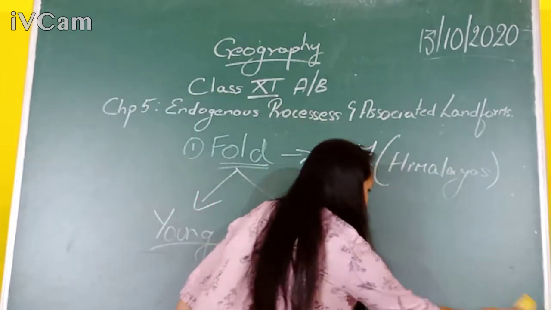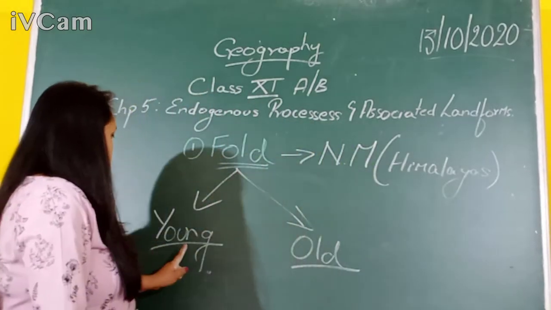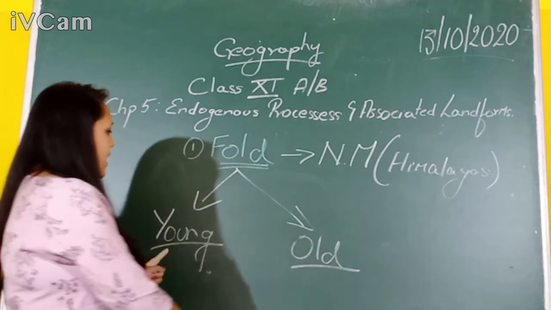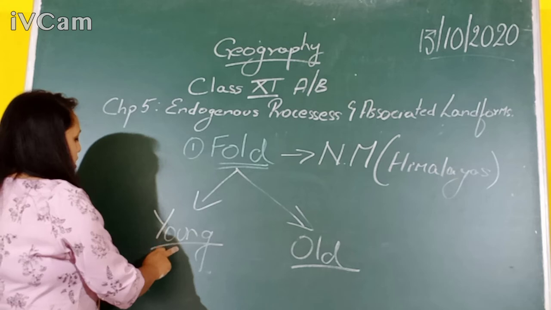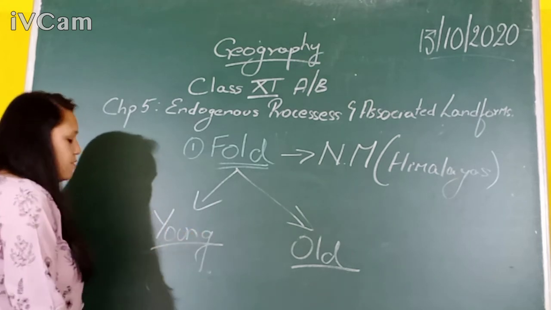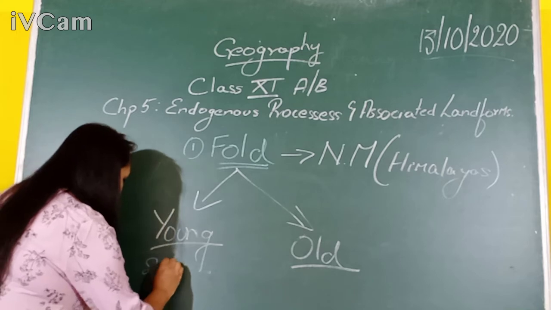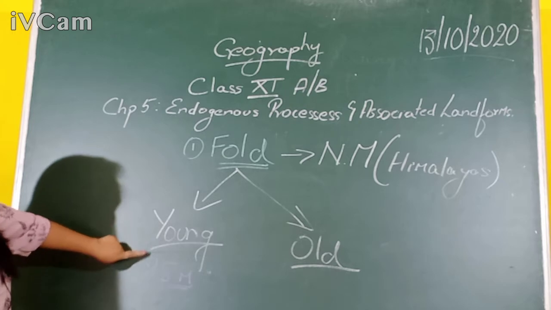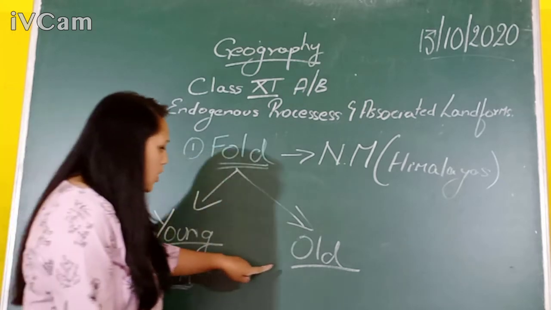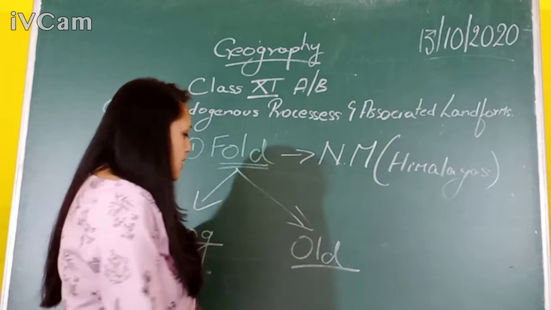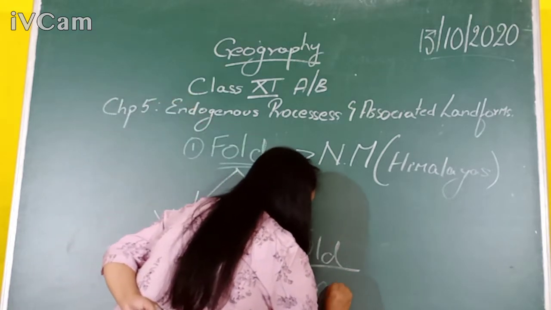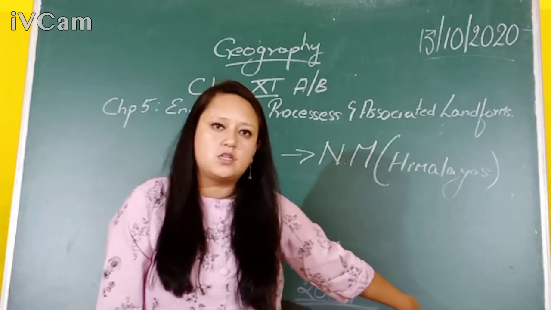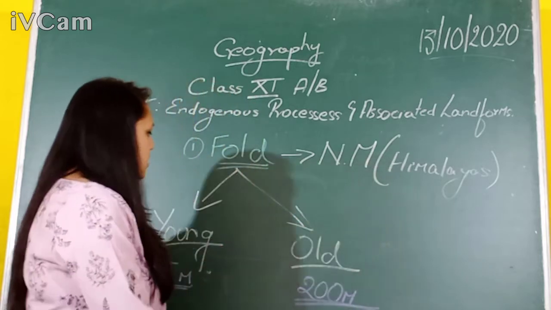Only two divisions. Now what is the difference between the young fold mountain and the old fold mountain? As the name suggests, the young fold mountains have been formed around 25 million years ago, and the old fold mountains have been formed at least around or older than 200 million years ago. All right, 200 million years ago.